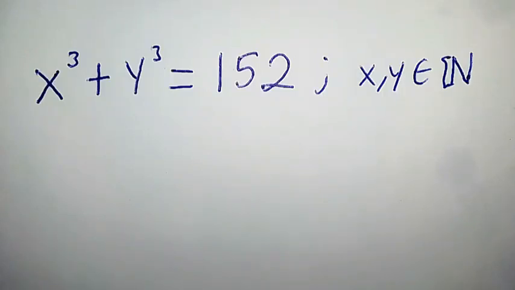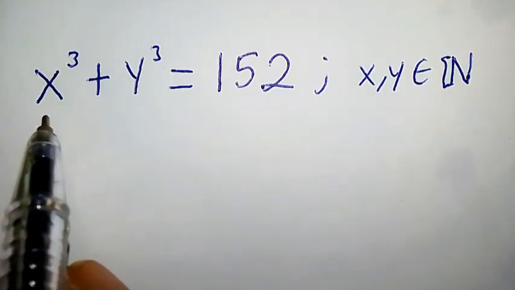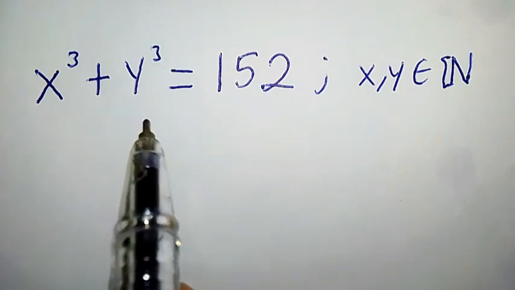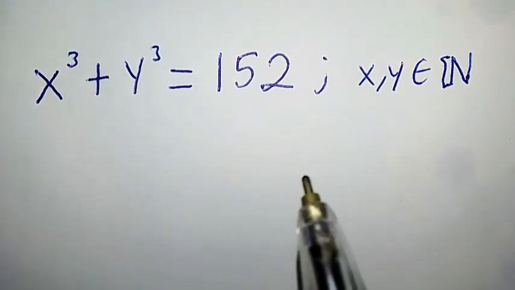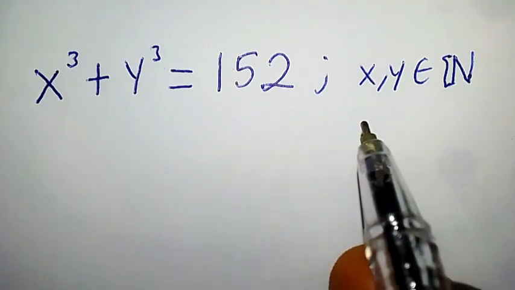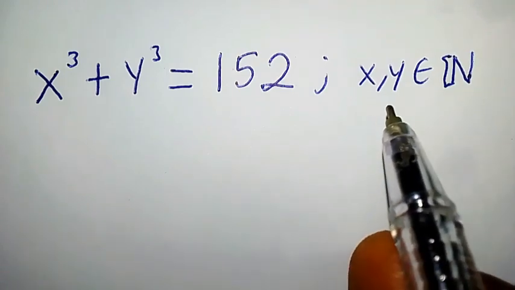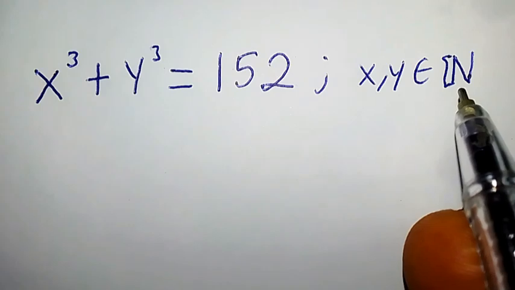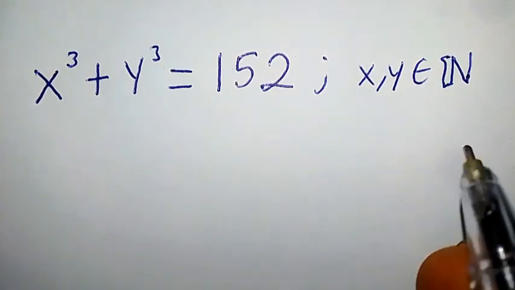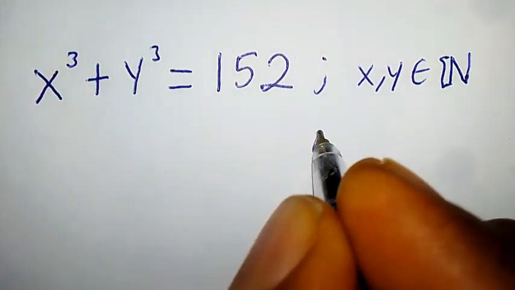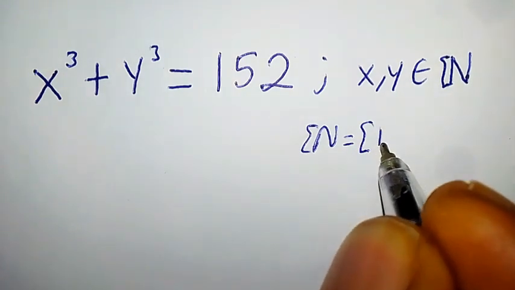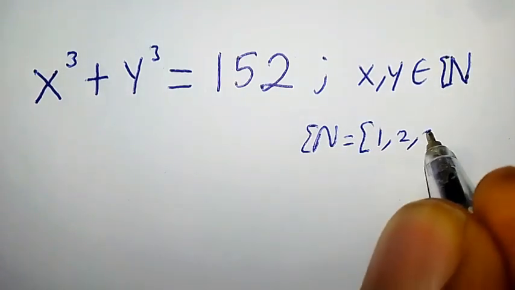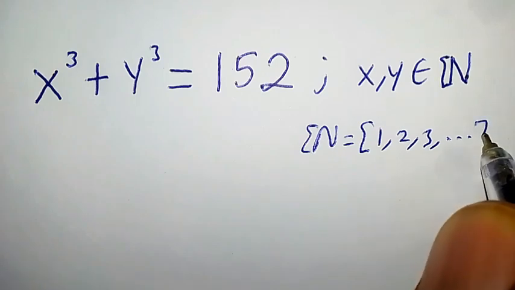Hello, how do we solve this algebra problem? X to the power of 3 plus y to the power of 3 is equal to 152. Before we continue, we have a restriction, and our restriction is that x and y belong to the set of natural numbers. What are natural numbers? Natural numbers are just counting numbers, which include 1, 2, 3, and on and on like that.